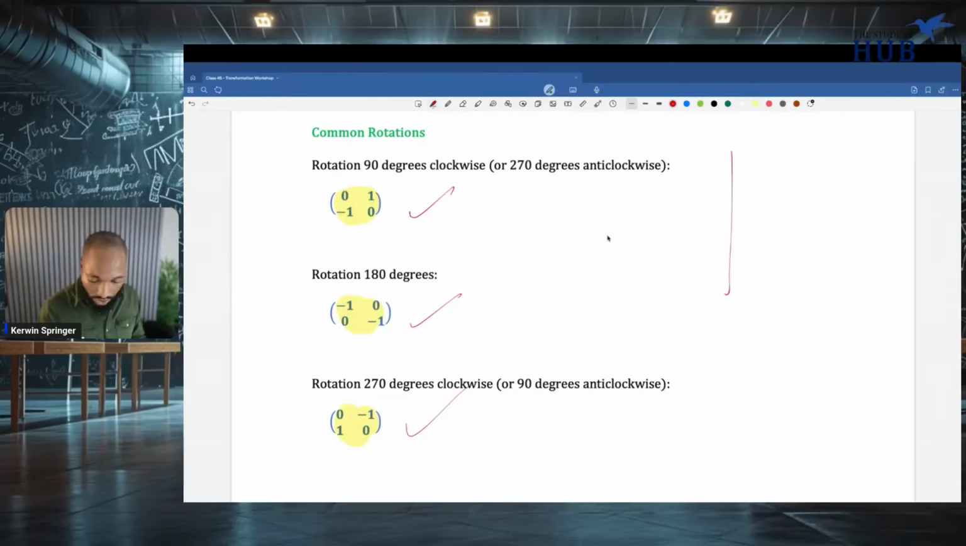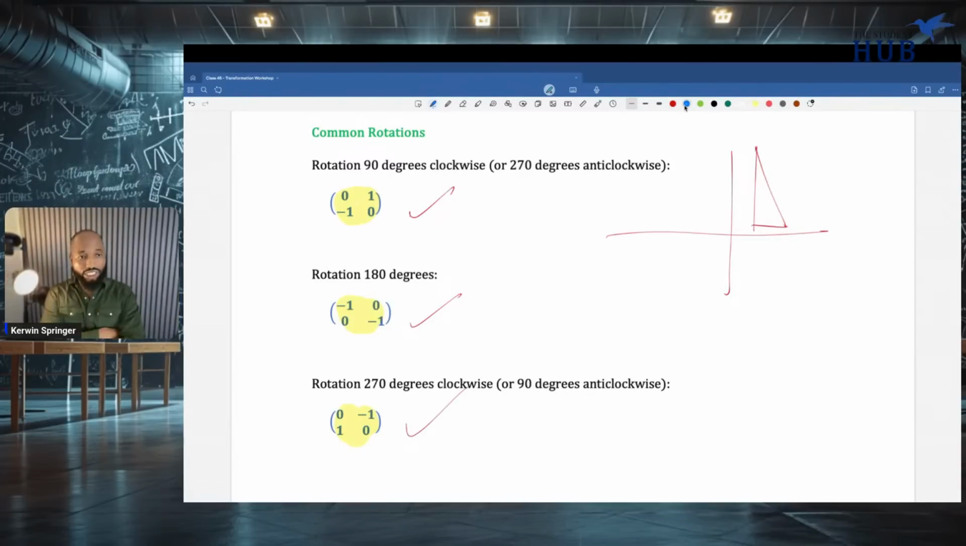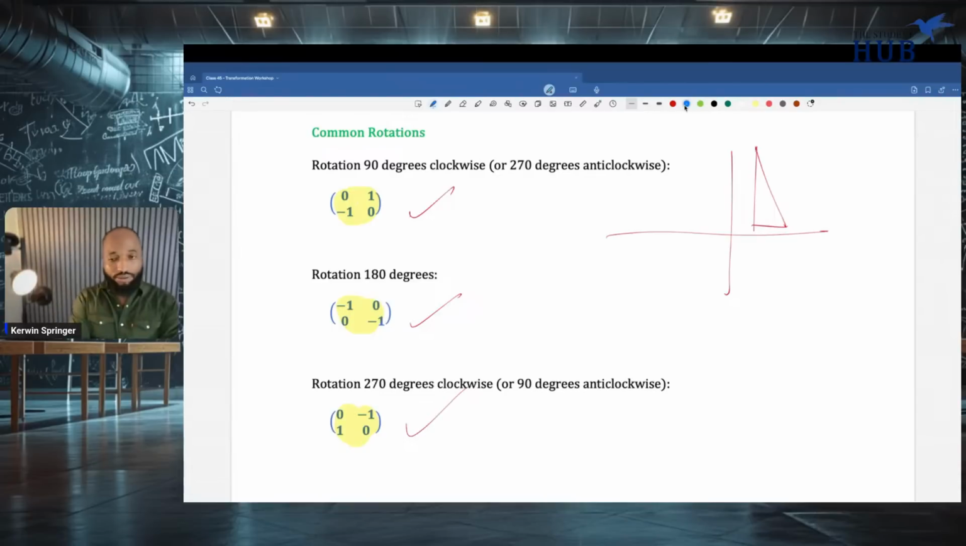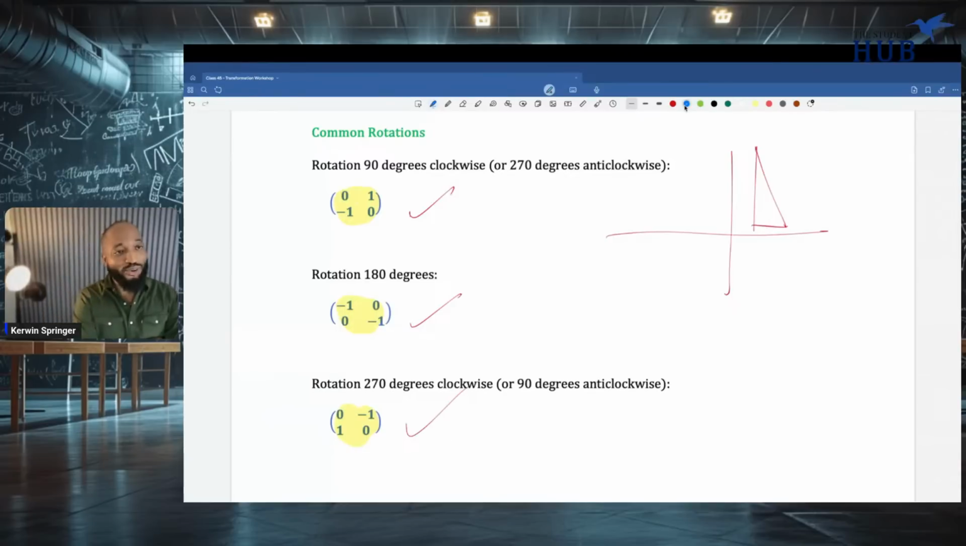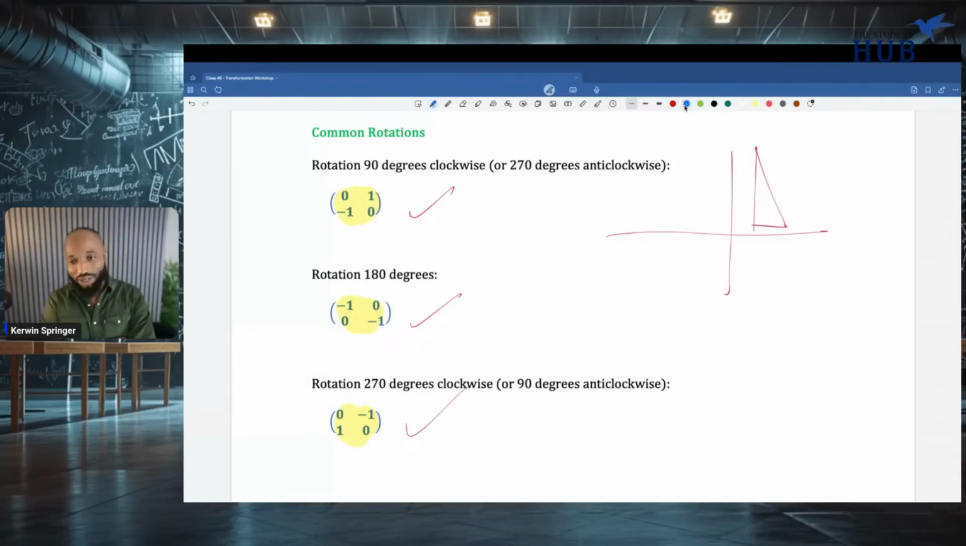Rotation 90 degrees clockwise or 270 degrees anticlockwise. That's like this. Focus, lock in. Let's say I have this triangle and I want to rotate 90 degrees clockwise. Visualize where you think it will end up. Visualize it first. Rotate it 90 degrees clockwise in your mind. Where do you think it will go?